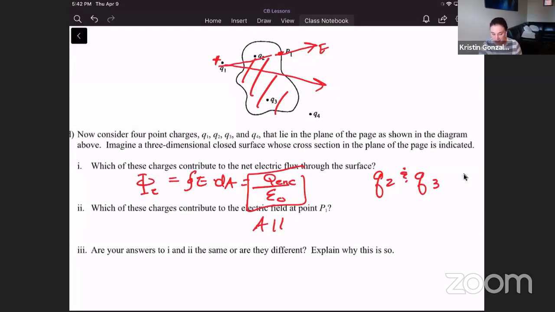This would not be a Gaussian surface that we could use to find it, right? These are point charges. We wouldn't be able to draw a Gaussian surface that had symmetry, where the field was the same everywhere, that we could apply Gauss's law to.